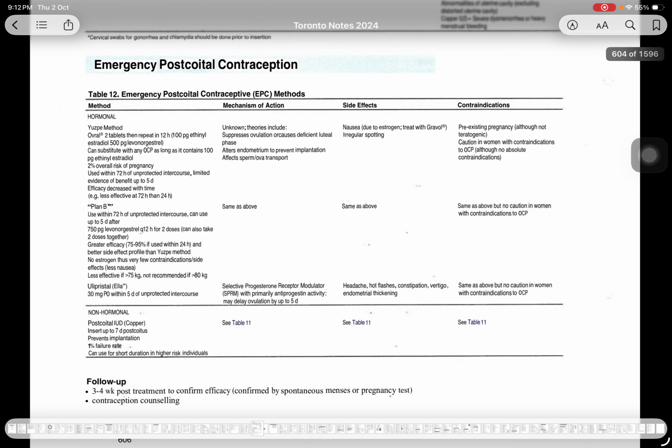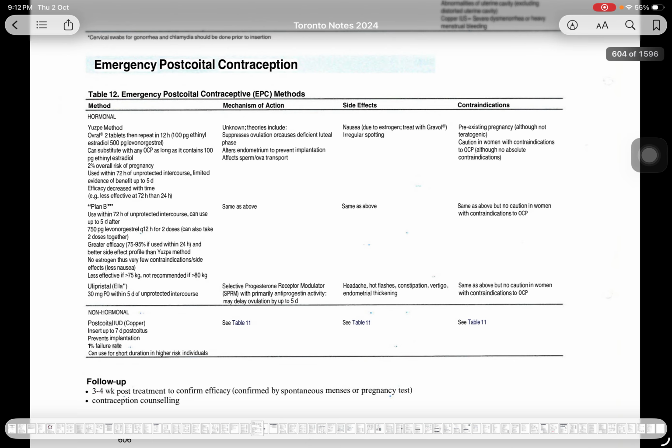You can substitute with any OCP as long as it contains 100 microgram of ethinyl estradiol. So you have to provide the patient with 100 of ethinyl estradiol. 2% overall risk of pregnancy. Use within 72 hours of unprotected intercourse, limited evidence of benefit up to 5 days.